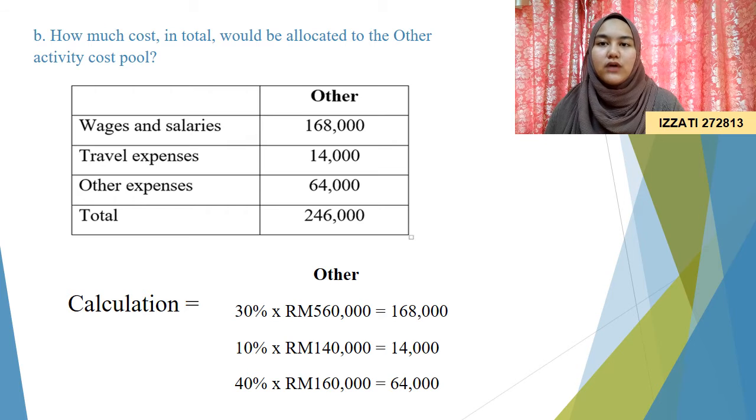C. How much cost in total will be allocated to the others? First, you should know how much the percentage is used for its cost. For example, in others, 30% for wages and salary, 10% for travel expense, and another 40% for other expense. Then you can calculate it. For example, 30% times 560,000, 10% times 140,000, and 40% times 160,000.